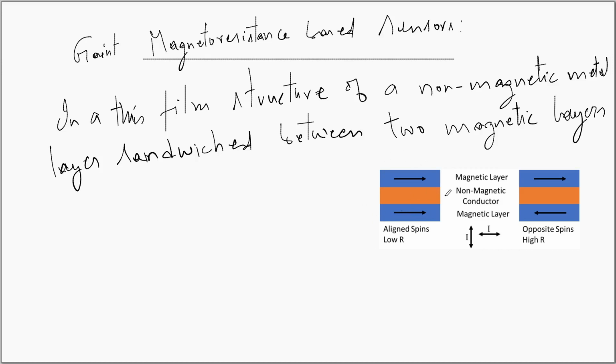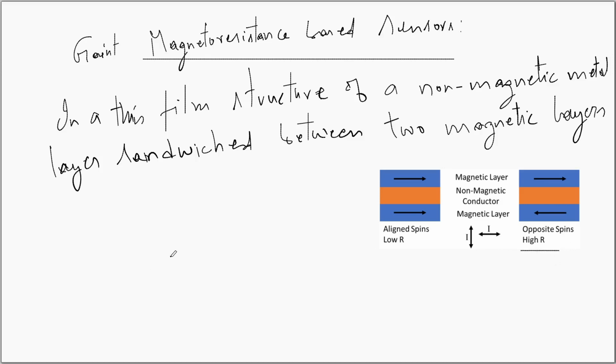When the magnetization of the two layers is in the same direction, only electrons with one spin polarization are strongly scattered, due to which the resistance of the structure is minimized. On the other hand, when the magnetization of the layers is in the opposite direction, electrons with both up and down spin polarizations are strongly scattered, resulting in large or high resistance.